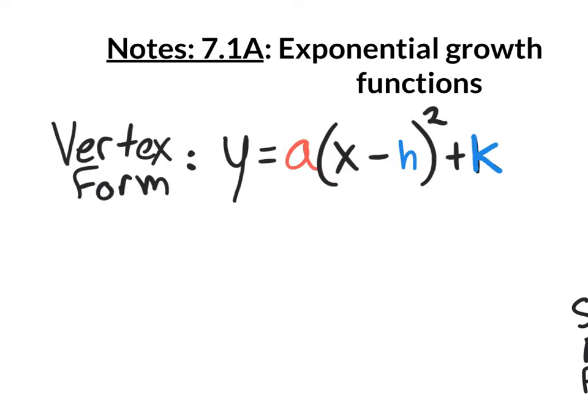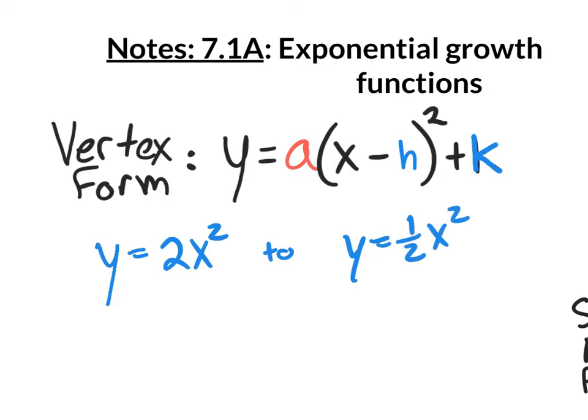Not only that, if you were to compare, let's say y equals 2x squared to y equals 1/2 x squared, both of these open up because they both have an A value that's positive, right? But the HK, they're both 0, 0. So you could do a quick sketch of these, both opening up. But that A value of 2, you know what that would do? That would cause a vertical stretch.